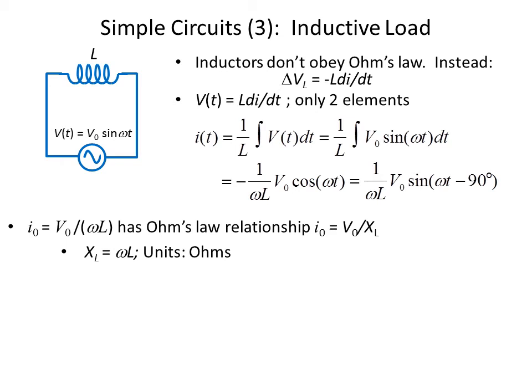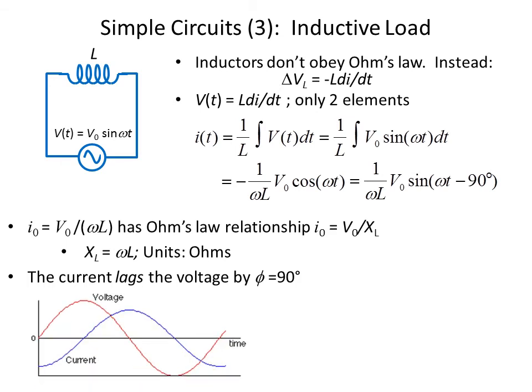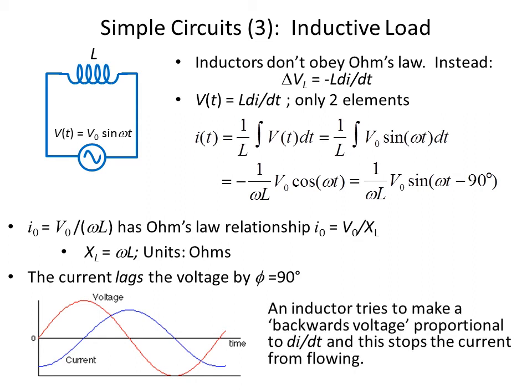This X sub L is now the inductive reactance, and X sub L is equal to the angular frequency times the inductance, L. Again, the units of this are ohms. The current lags the voltage by a phase of 90 degrees. So that if we look at the plot of the two curves, the voltage driving the circuit and the current in the circuit, we see that the current is following the voltage by 90 degrees. One way to look at this lag is that the inductor tries to make a backwards voltage that is proportional to the time derivative of the current, and this stops the current from flowing.